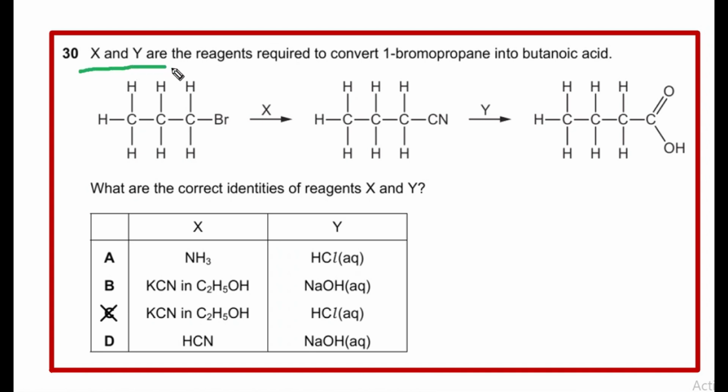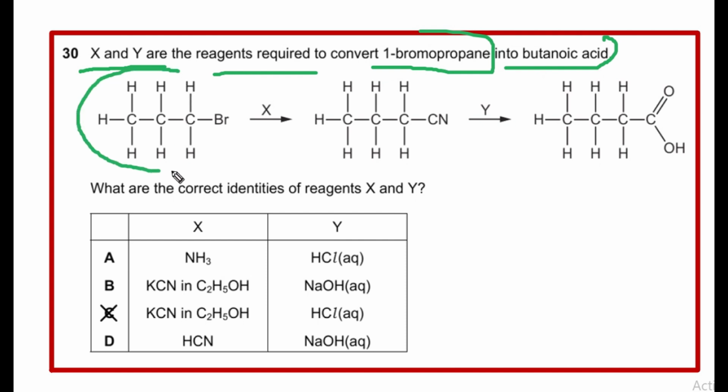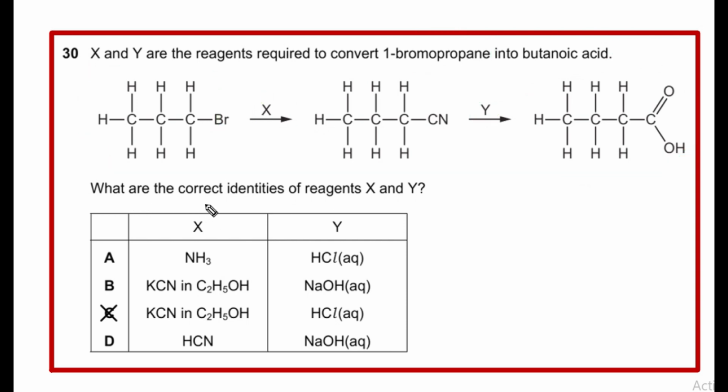X and Y are reagents required to convert 1-bromopropane into butanoic acid. 1-bromobutane is converted to butanoic acid. X and Y are two reagents. So what are the correct identities of reagents X and Y? That means X and Y are what reagents?